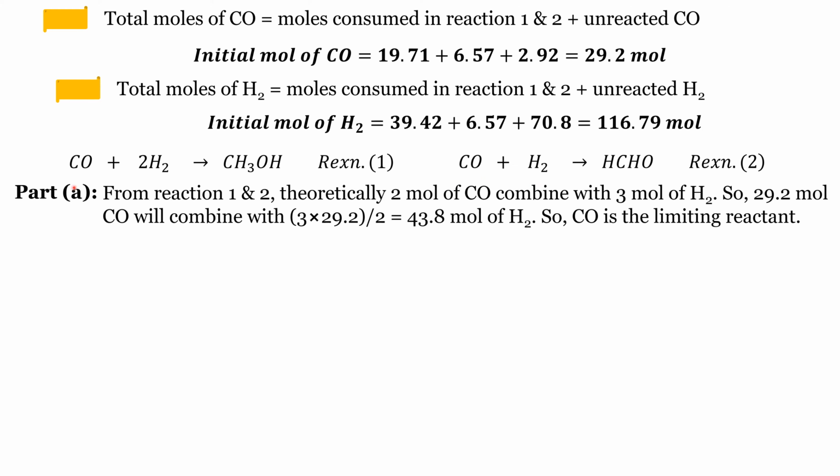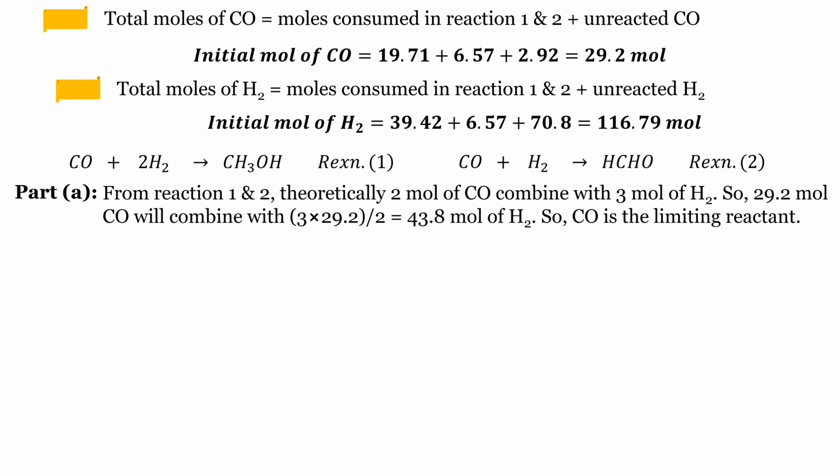So overall we can say that 1 mole from one reaction, 1 mole from the second reaction, which means 2 moles of CO combines with 2H2 plus 1H2, that is 3H2. So 2 moles of CO combines with 3 moles of H2. So the available amount of CO is 29.2 moles.